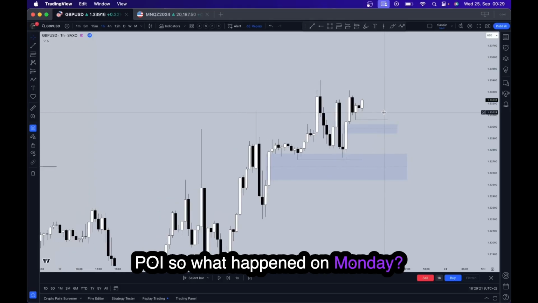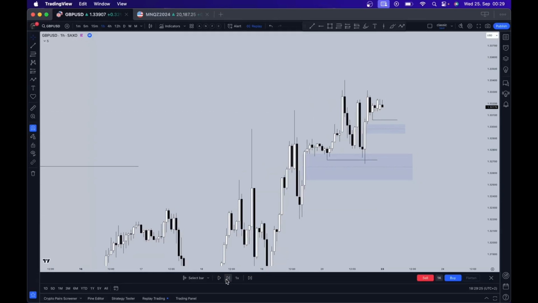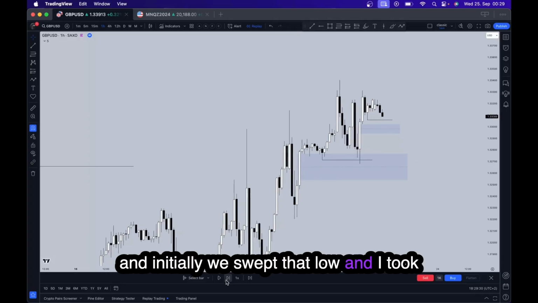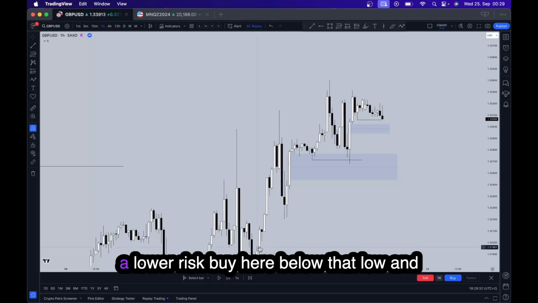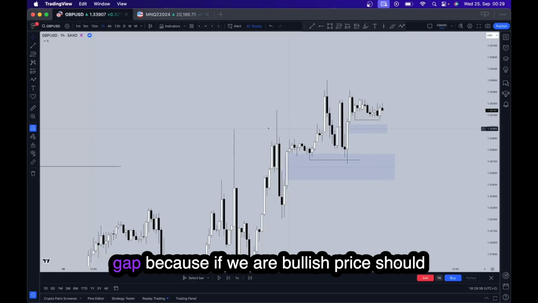So what happened on Monday, we opened up the week, and initially we swept that low, and I took a lower risk buy here below that low, and I had my stops right below that fair value gap.